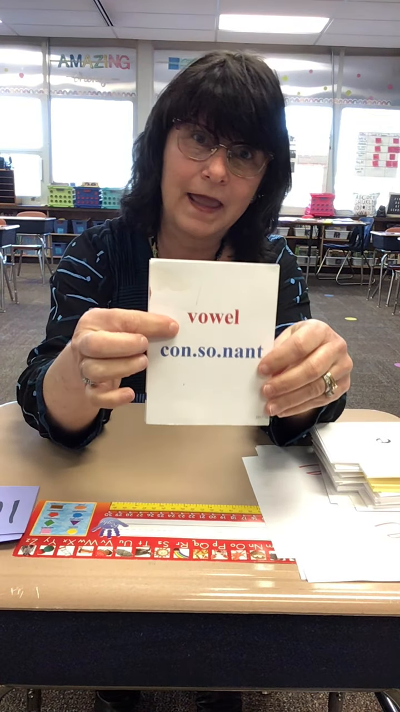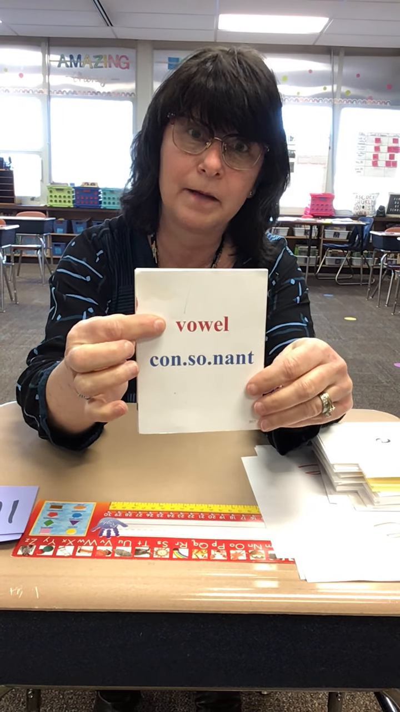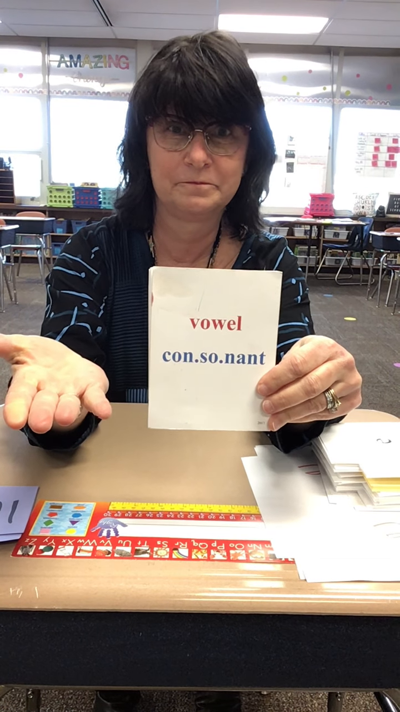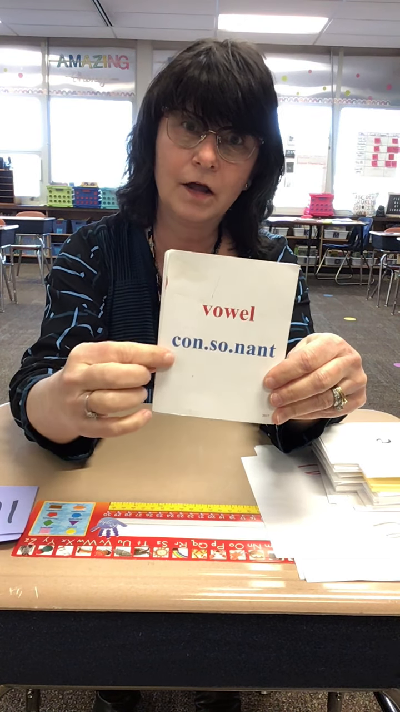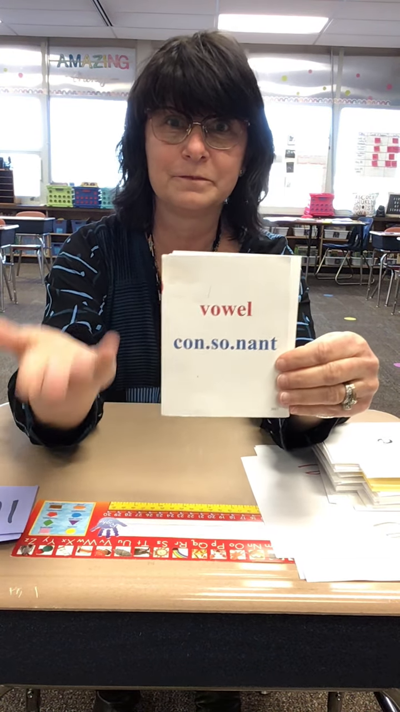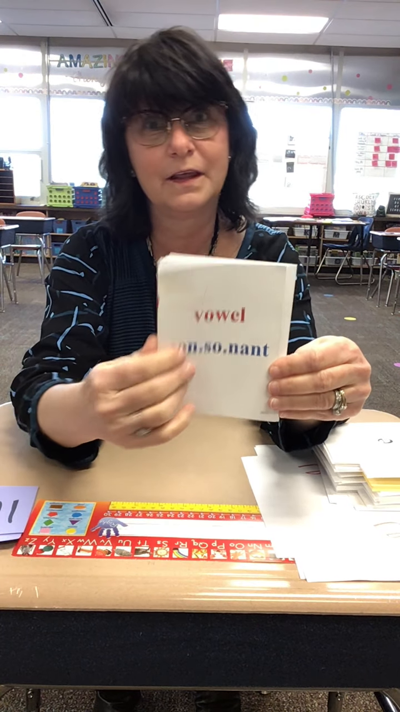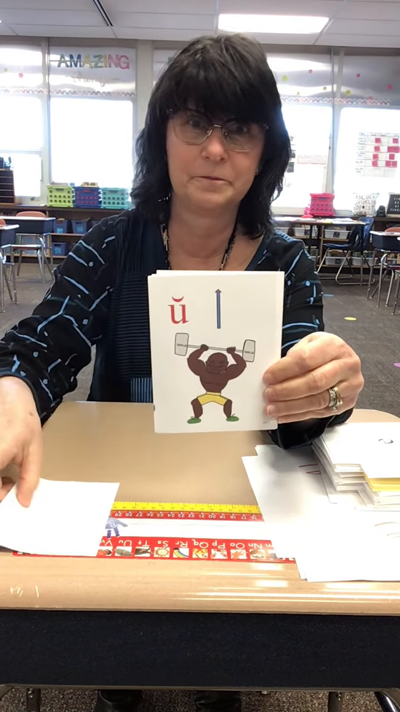A vowel is A, E, I, O, U, and sometimes Y. A consonant is all other letters. These are the short vowels.